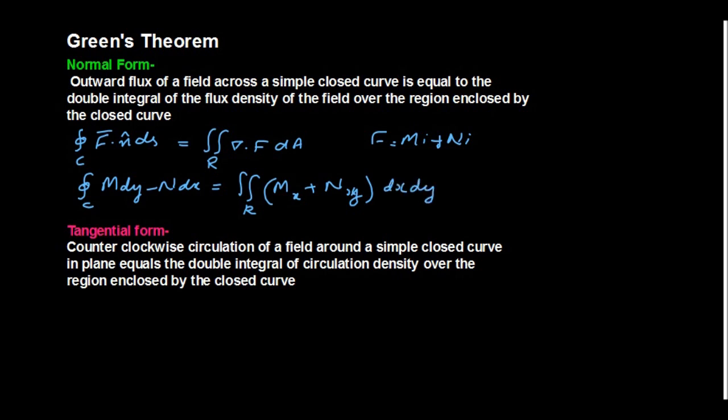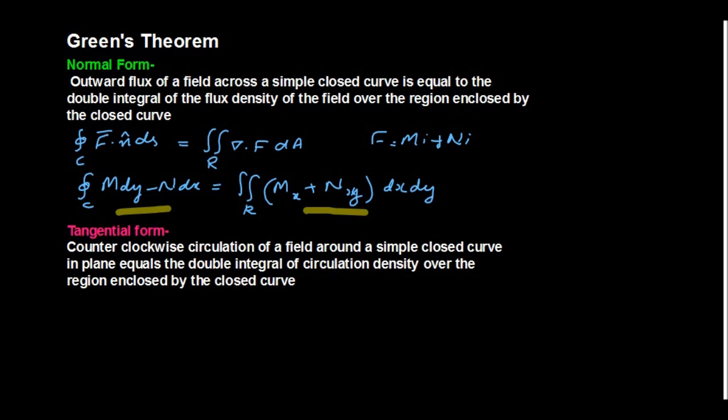So to verify Green's theorem, normal form of the Green's theorem, we have to check the LHS and RHS separately, and we have to check whether it is equal or not. In the similar way, we have tangential form as well, which states that counterclockwise circulation of a field around a simple closed curve in plane equals the double integral of circulation density over the region enclosed by the closed curve.